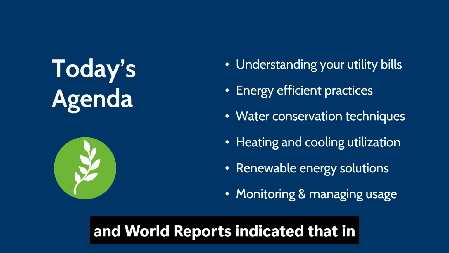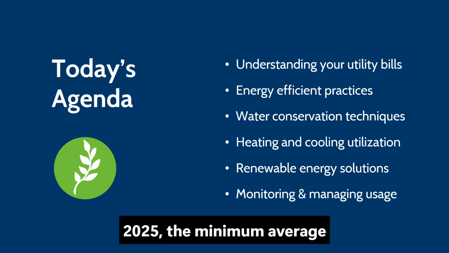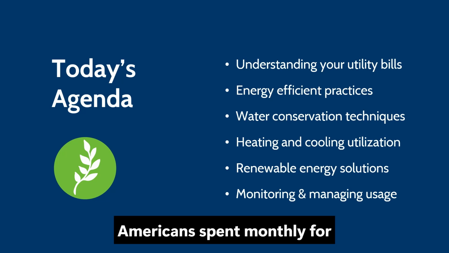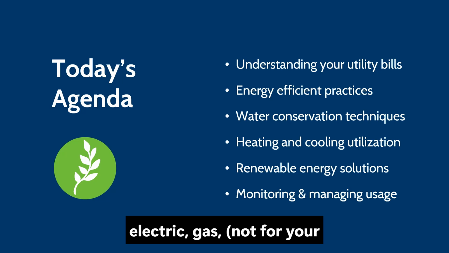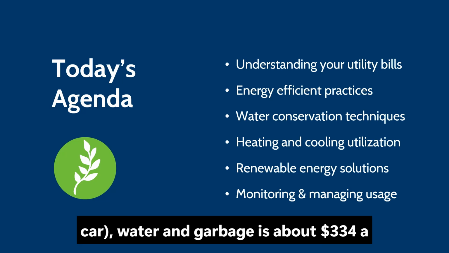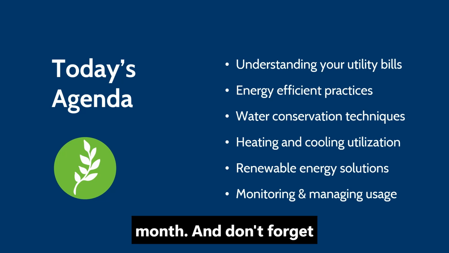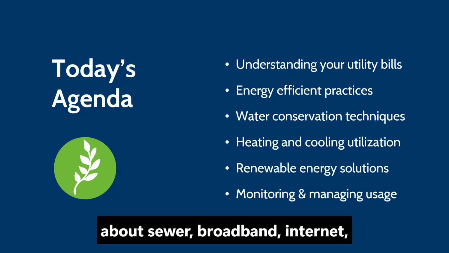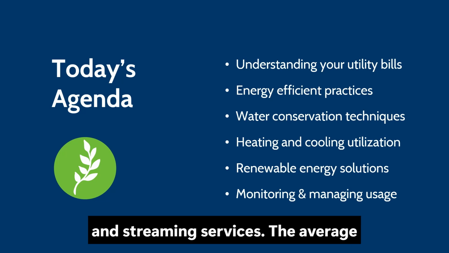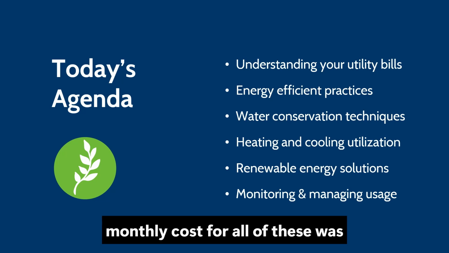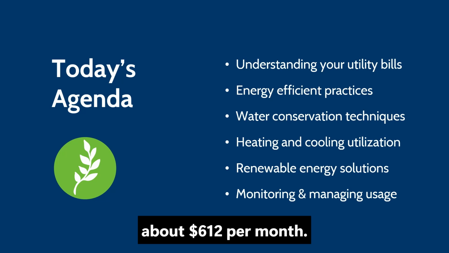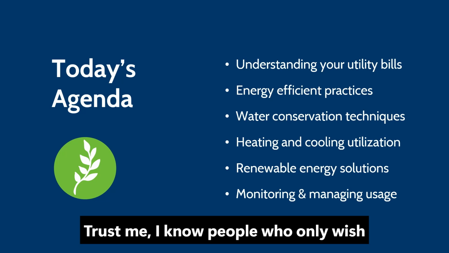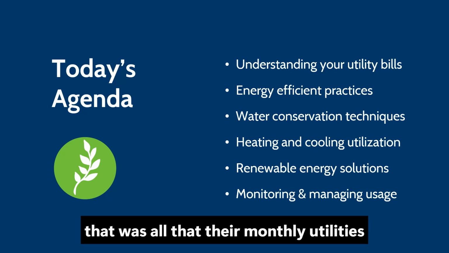U.S. News and World Report indicated that in 2025, the minimum average American spent monthly for electric, gas, not for your car, water, and garbage is about $334 a month. And don't forget about sewer, broadband, internet, and streaming services. The average monthly cost for all of these was about $612 per month. Trust me, I know people who only wish that's all that their monthly utilities were.